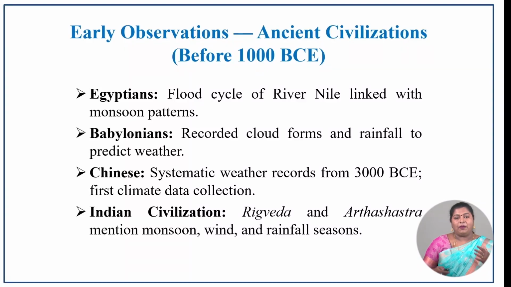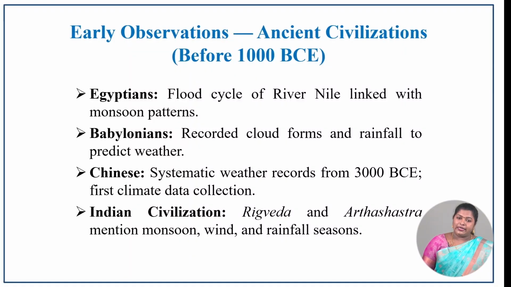Now we discuss the nature and scope of climatology, that is, earlier observations in ancient civilizations before 1000 BCE. The Egyptians recorded the River Nile flood cycle and linked it with the monsoon patterns. The Babylonians recorded cloud forms and rainfall to predict weather conditions. The Chinese kept systematic weather records from 3000 BCE. The first climatic data collection was done by the Chinese.